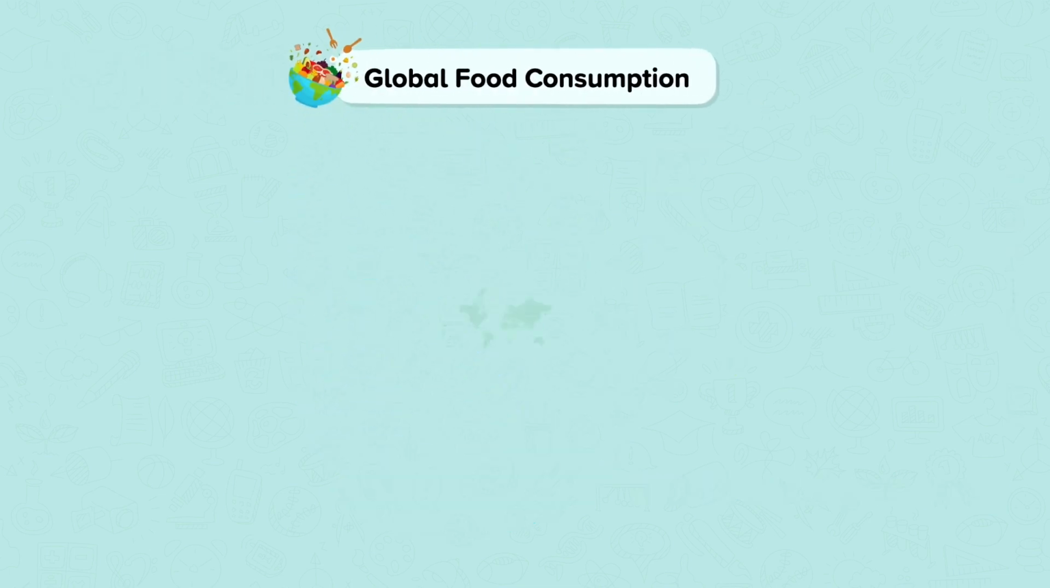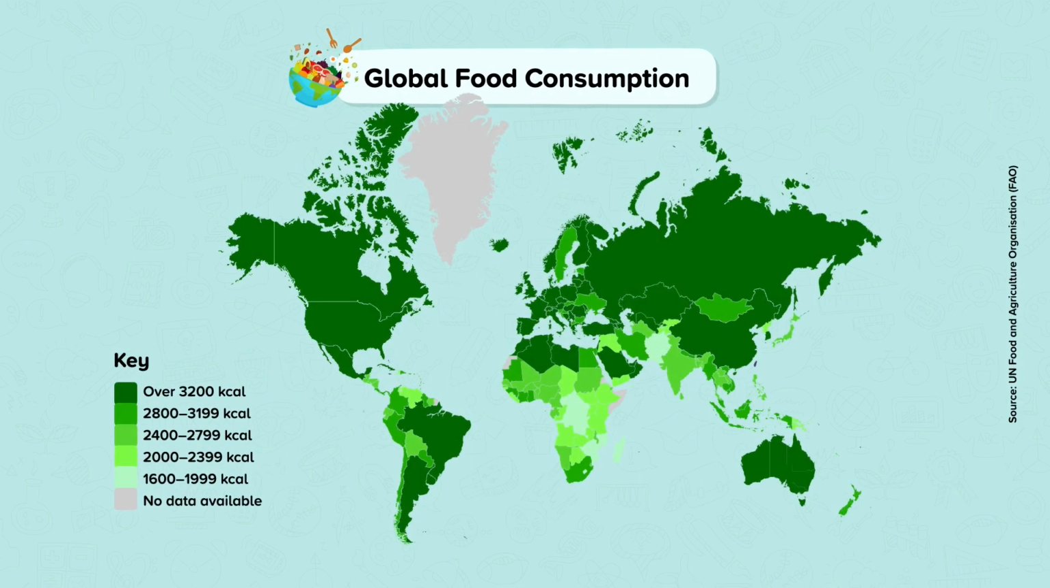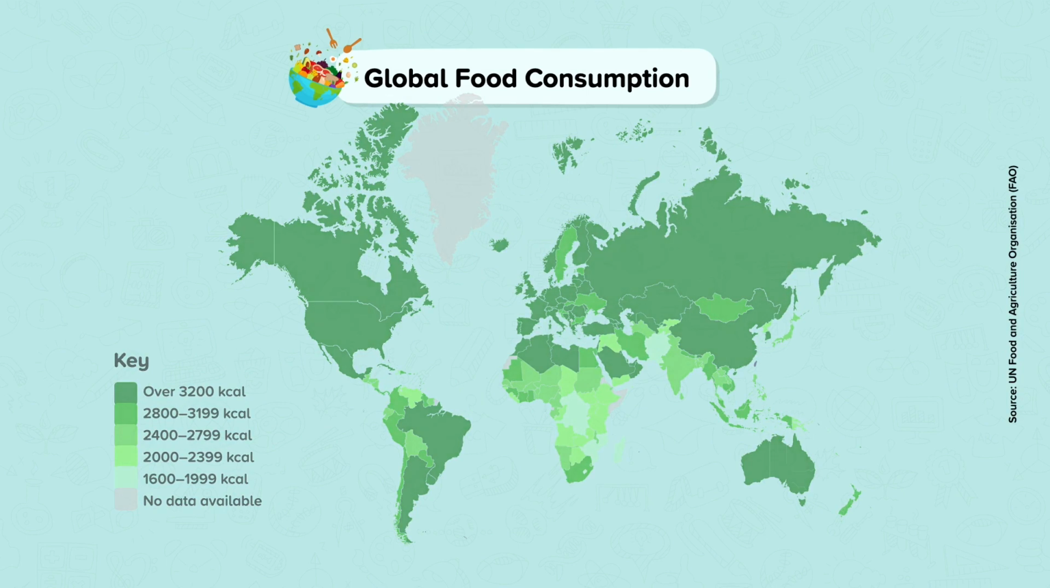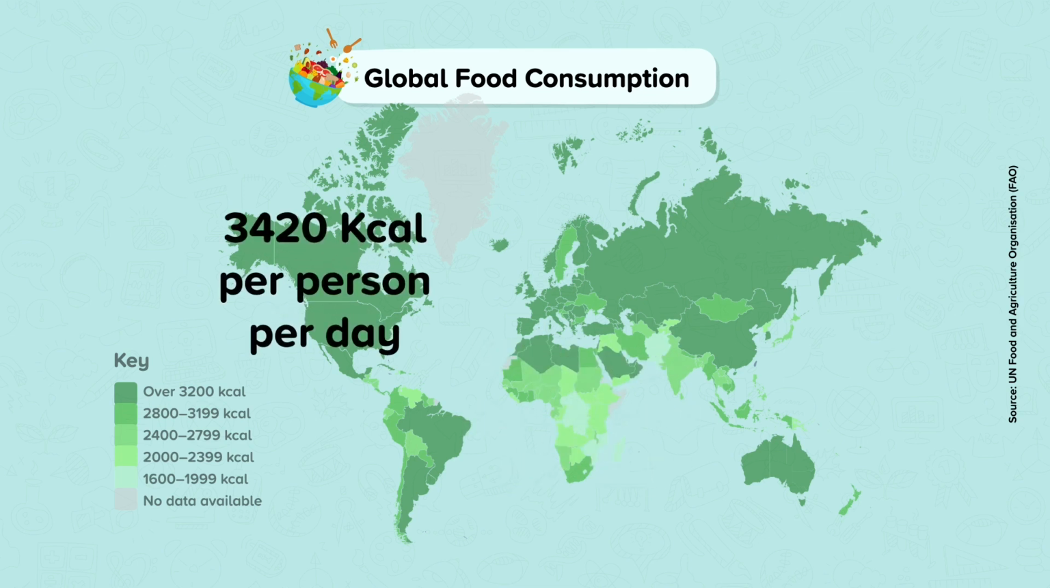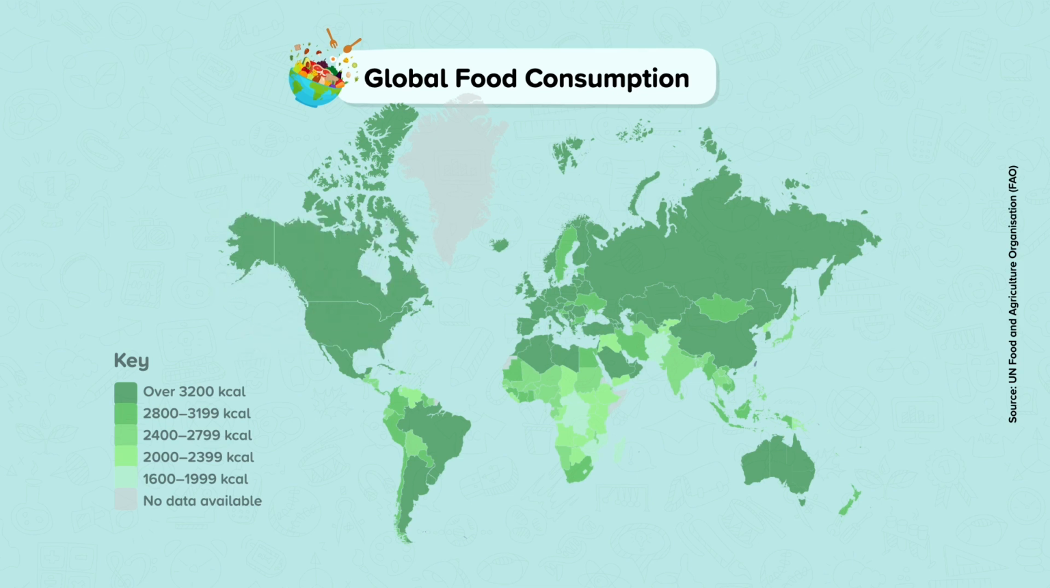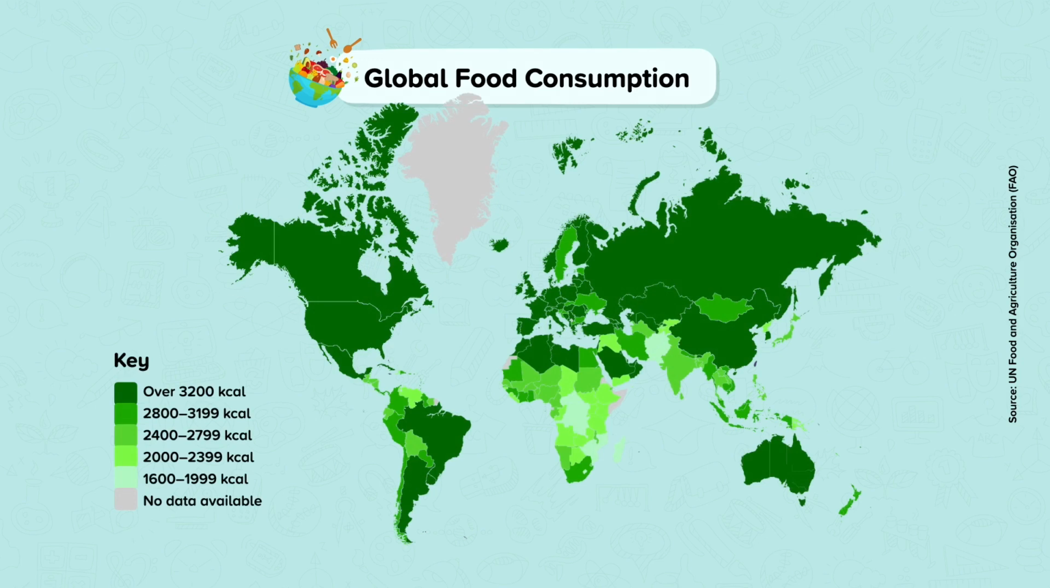However, as the map of global calorie consumption shows, sub-Saharan African nations consume fewer calories than other countries, with an average of 1,820 kilocalories per person per day. The staple foods for many of these countries are corn, wheat and rice, which contain fewer calories than meat. European and North American countries consume more calories than other nations, with an average of 3,420 kilocalories per person per day. This is because many of these countries eat more animal products, such as meat, milk, and eggs.